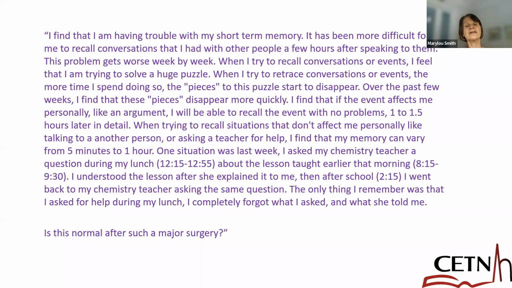explained it to me. And then after school, I went back to my chemistry teacher asking the same question. The only thing I remember was that I asked for help during my lunch. I completely forgot what I asked and what she told me. And he ended off with the question, is this normal after such a major surgery? So the neurosurgeon forwarded this email to me, and it became my problem.